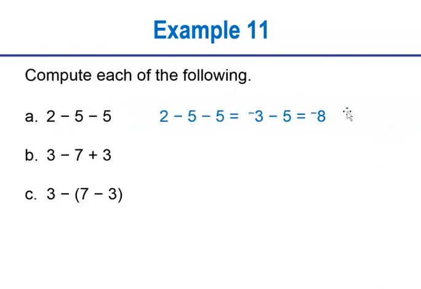Now checking results for the first one, there is their negative 8. Notice they didn't even address how they handled it. They just did 2 subtract 5 is negative 3, and then the subtract 5 again is negative 8. All right, for the next problem, 3 minus 7 plus 3. Again, no parentheses, so we must work from left to right.